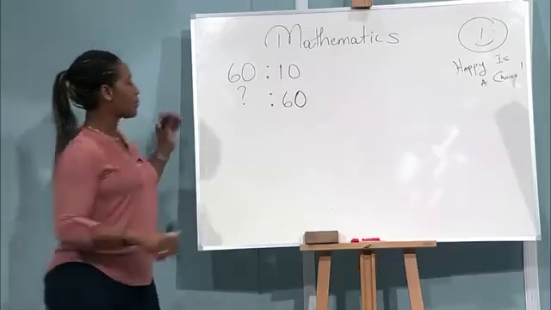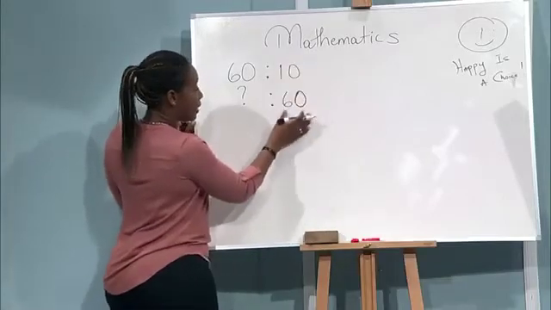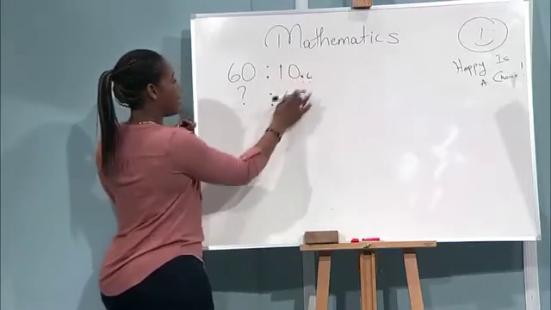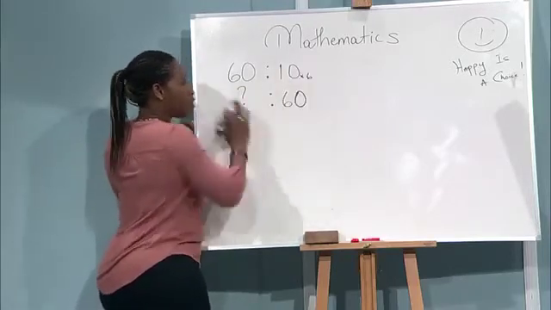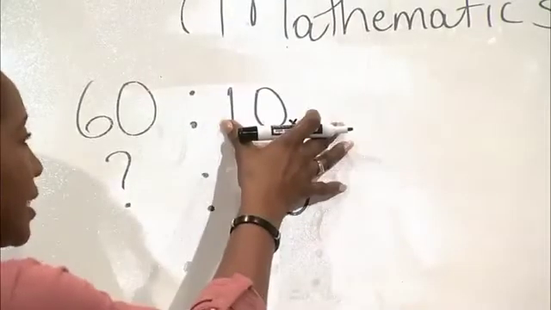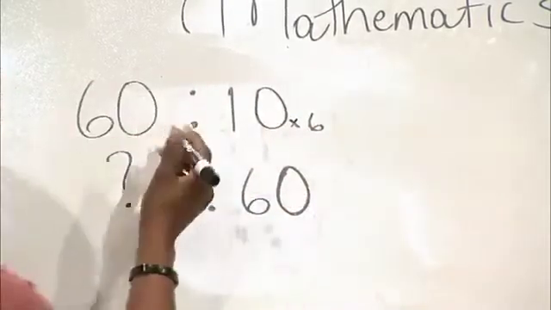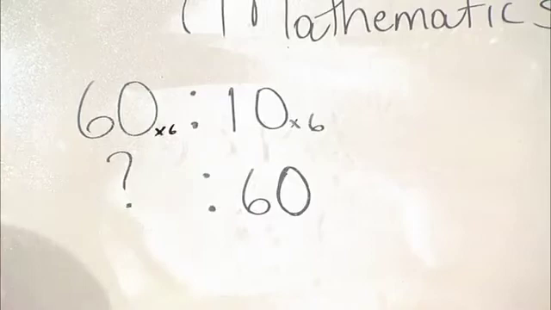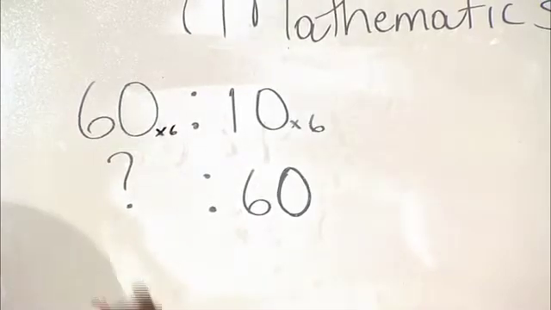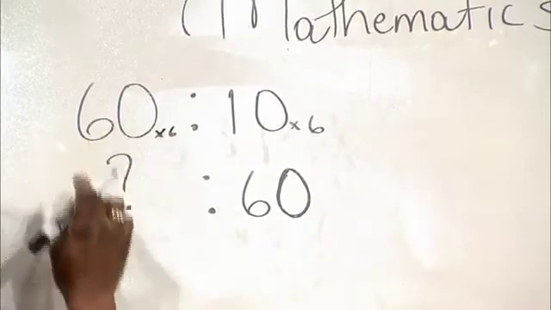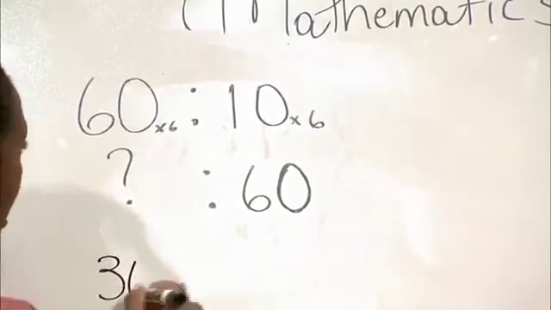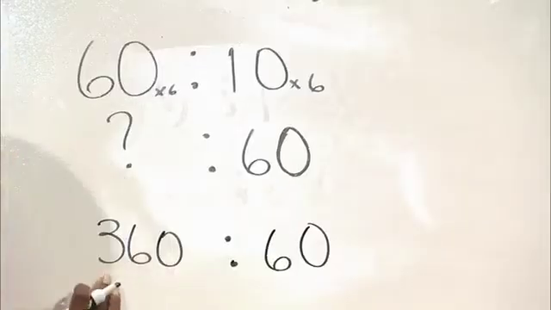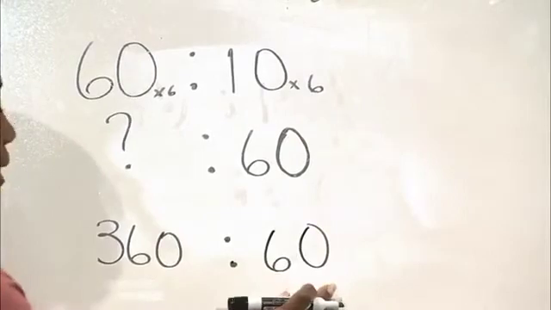What has happened to it? You can go 10 divided into 60 gives me 6. So that means I would have multiplied 10 by 6 to give 60. It is direct proportion. So if this side is increasing, this side is also increasing. So I will multiply the number of tires by the same factor, the same number. Good. So 6 multiplied by 6 is 36, and 6 times 0 is 0. So now we have 360 tires will be made in 60 minutes.